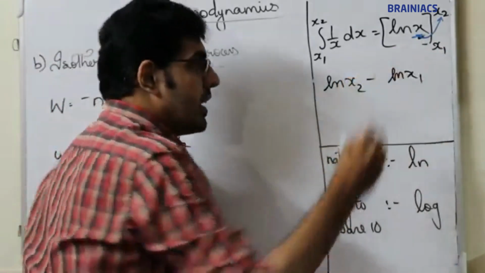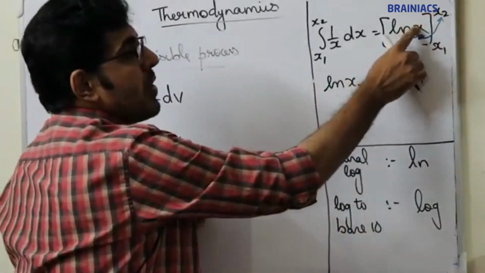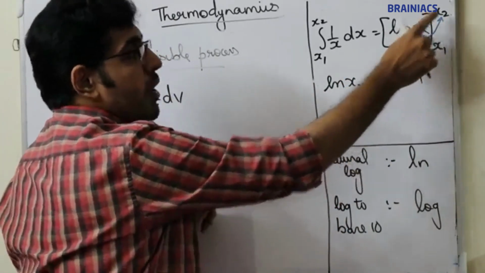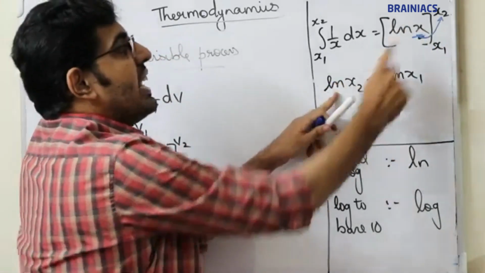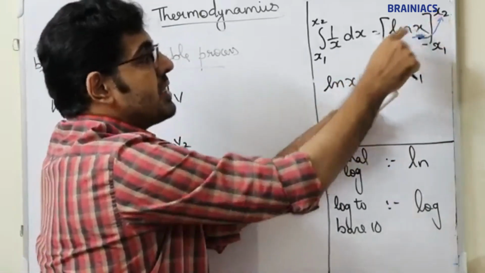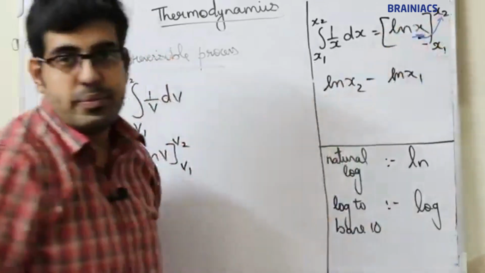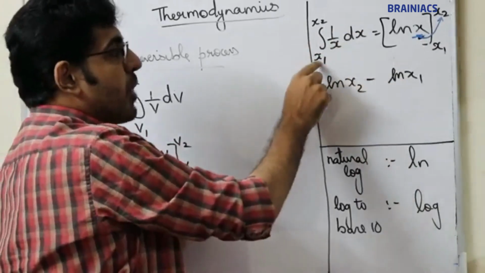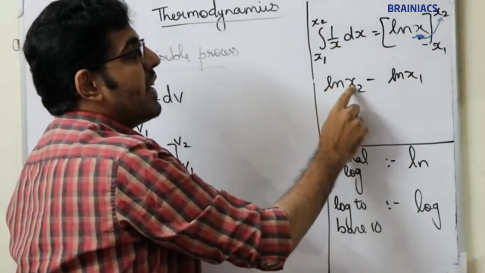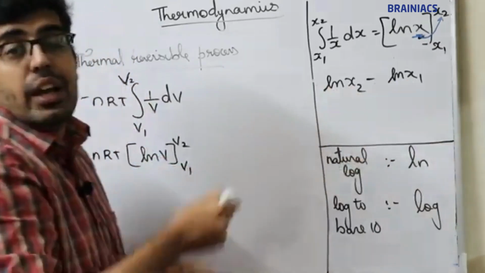Put a minus here. That is upper limit minus lower limit. First you put the upper limit, then minus, then put the lower limit. That is ln x2, upper limit, minus lower limit, ln x1. So the integration of 1 by x dx from x1 to x2 is ln x2 minus ln x1.